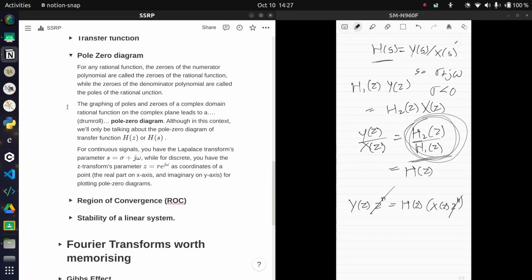I talked about poles and zeros, so we have to go into pole-zero diagrams at this point. The graphing of poles and zeros on the Argand plane, or the complex plane, creates something called the pole-zero diagram, and it's usually used to figure out the impulse response.